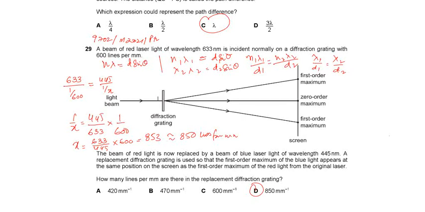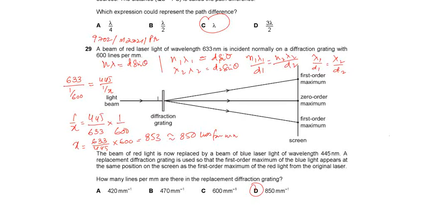The beam of red light is now replaced by a beam of blue laser light of wavelength 445 nanometers, and a replacement diffraction grating is used so that the first order maxima of the blue light appears at the same position on the screen as the first order maxima of the red light of the original laser light. How many lines per millimeter are there in the replacement diffraction grating?